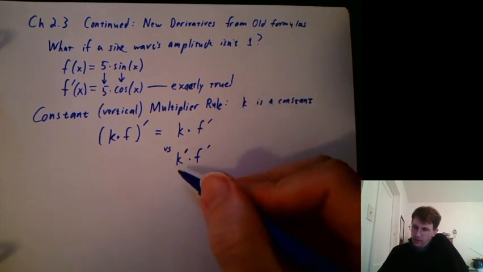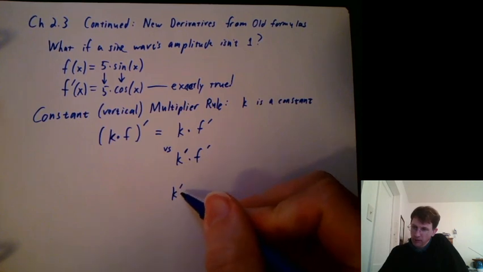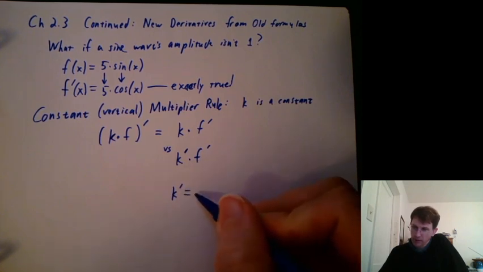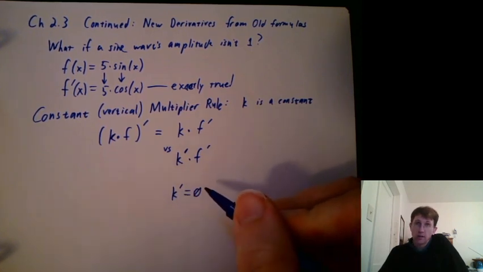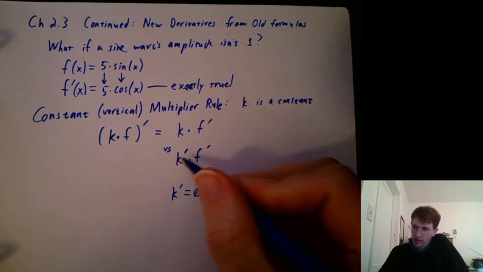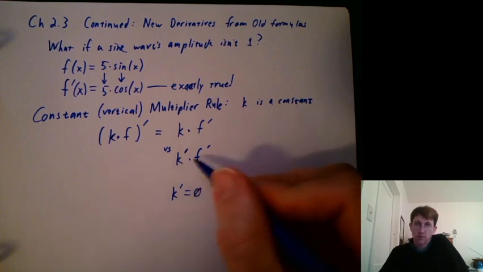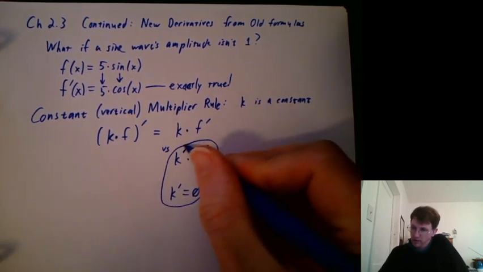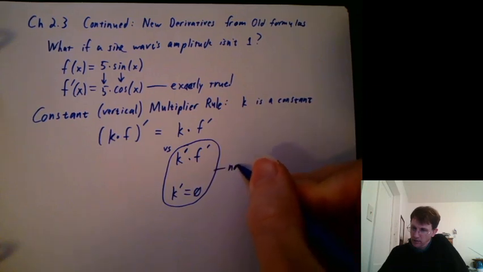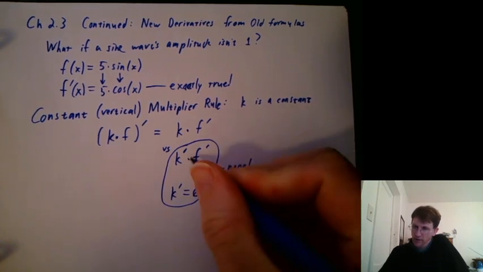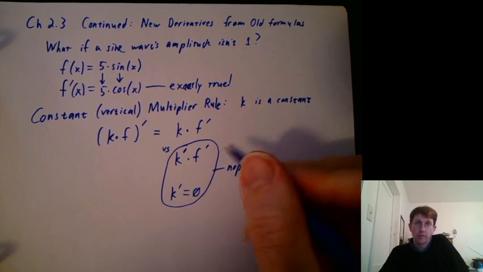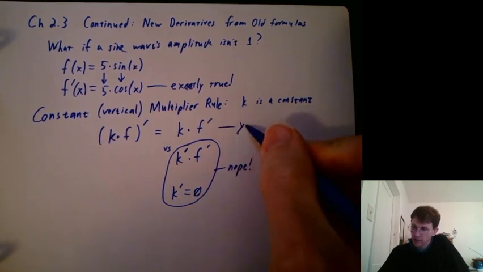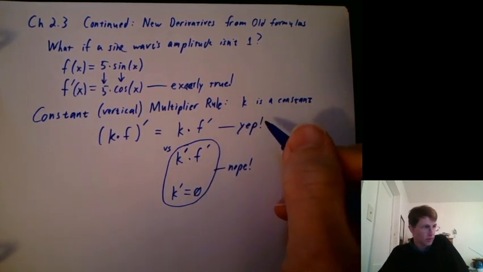Well, what is k prime? If k is a constant, then k prime is 0. So if I did it k prime times f prime, that would just be 0 times f prime, and that would just be all 0. So this one does not end up working out. That ends up so simple it's not even right. So this one is indeed the constant vertical multiplier rule.